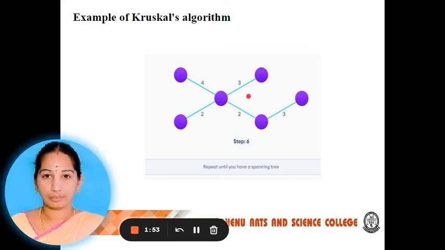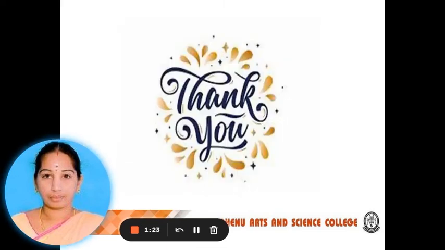When the graph forms a full circle, it is not considered a spanning tree. So at last, if all the vertex pairs are completed, exit from the loop or from the algorithm. In the last step, if the graph is formed fully, just stop the process and complete the Kruskal algorithm. So these are the basic steps in Kruskal's algorithm. Thank you.